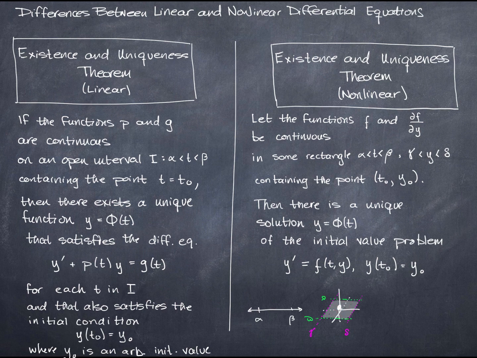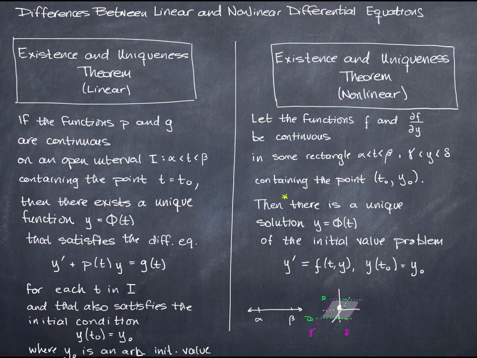So that's what they mean by in some rectangle with these limitations on it. It's just the two-dimensional version of saying an open interval. Okay, now we're ready to go back and insert that piece that I left out. In this statement right now, it says, then there exists a unique solution, etc. But in fact, we need to qualify that a little bit.